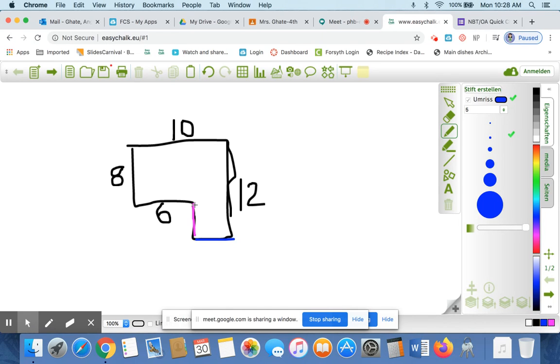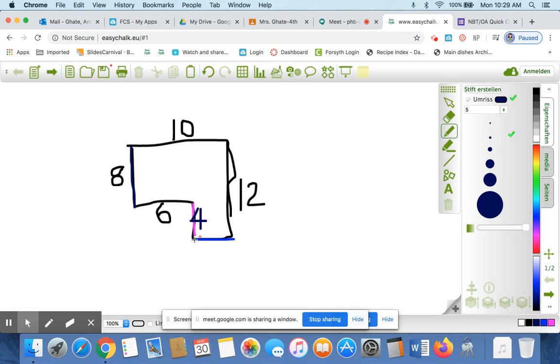So in the chat box, what is the measurement of the pink side? Go ahead and write in the chat box the measurement of the pink side. Good job. So we have figured out that the measurement of this pink side is 4. And we know that because this 8 plus something is going to give us the same as this side, which is 12, and 8 plus 4 is 12.